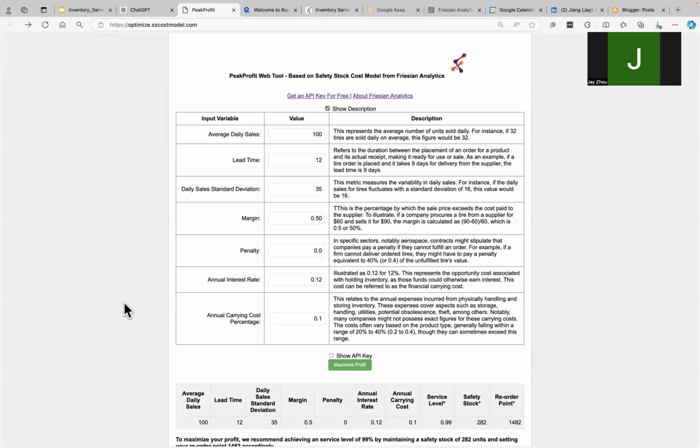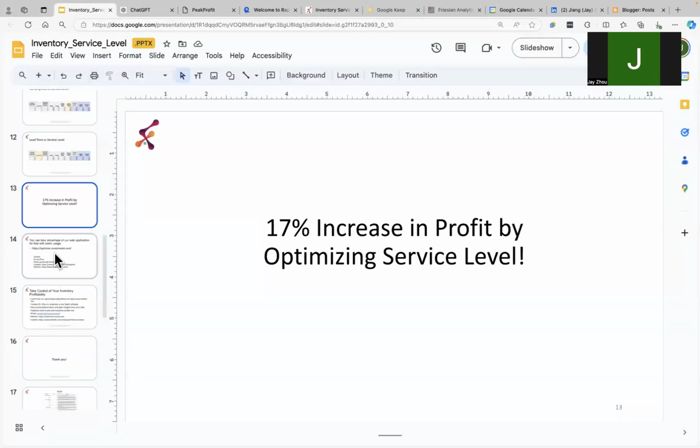But imagine this can save you a lot of money, right? Increase your profit, and you know, now you have a scientific way to do this, right? Don't depend on those 95, 99, or whatever the industry so-called best practice told us. So that is pretty much all I have.